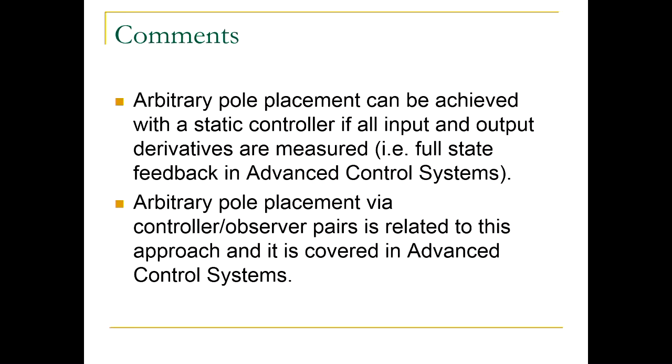So this is basically what I cover in advanced control. If we measure input, output, and all the derivatives up to order n, then you can use a static controller that acts on this set of measurements. But that's different from what we are doing here. We are just assuming that we measure output. But I'm saying if I measure output, output's derivatives, and input's derivatives, I can use a static map to close the loop and achieve arbitrary pole placement. All right? And that's covered in advanced control.